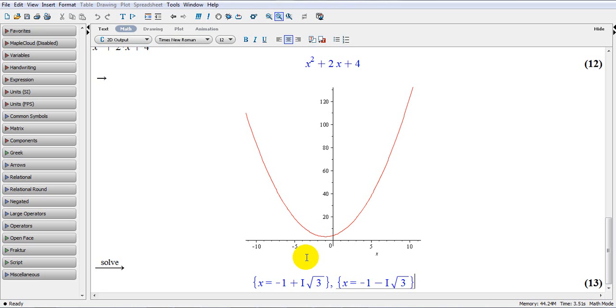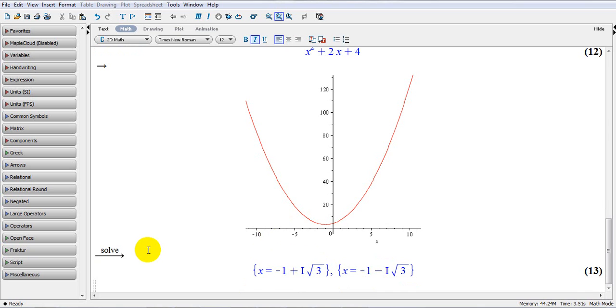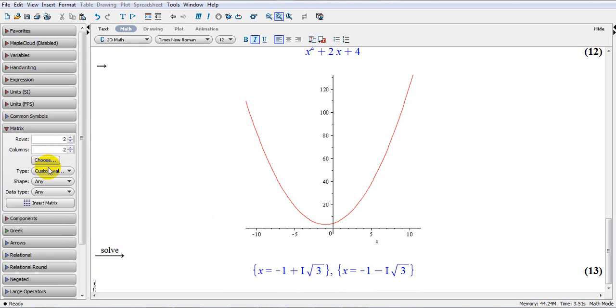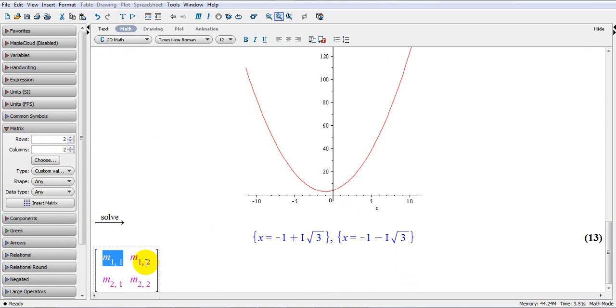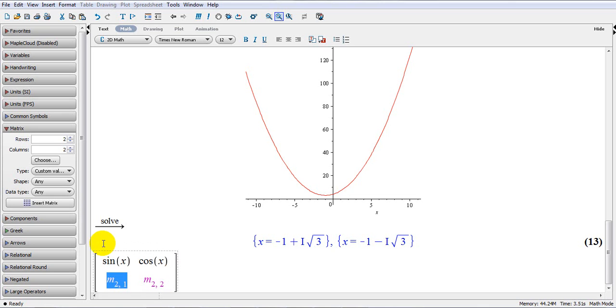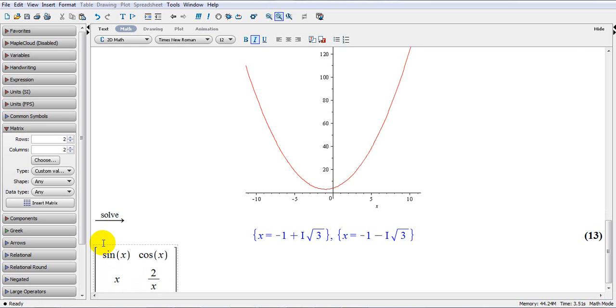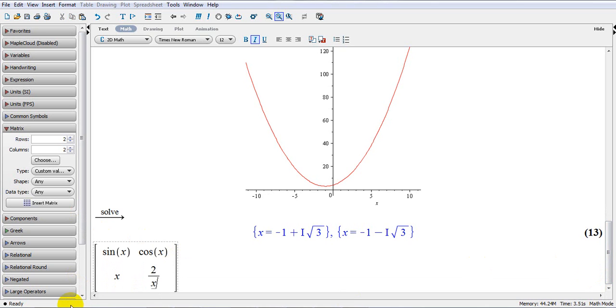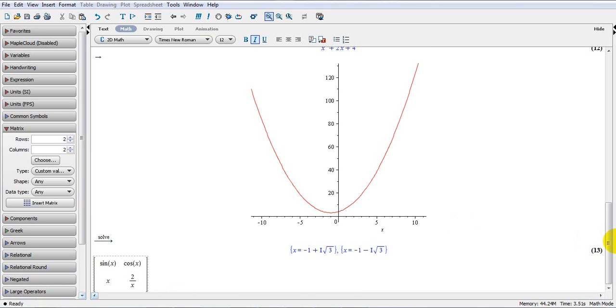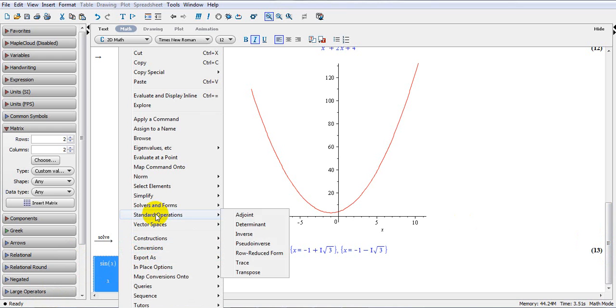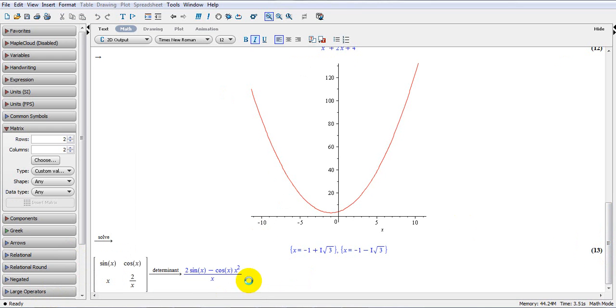Now I could have perhaps something a little more advanced, and just bear with me, I'm just going to use a function in matrix, but I will teach later on about the matrix. I just go here and I have a 2x2 matrix here. I put it as entering the matrix, and my matrix is sine x, cosine x, and x, and this one is 2 divided by x. So this is my matrix. Again, we learn later on that we can use a values function here. I use a determinant here, right click, and I go to the standard operation determinant. So this is my determinant.